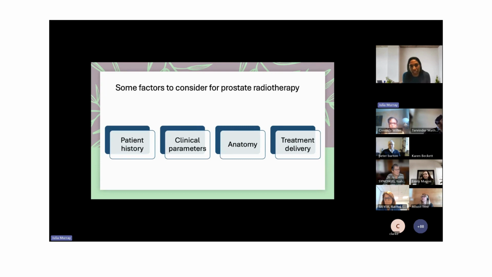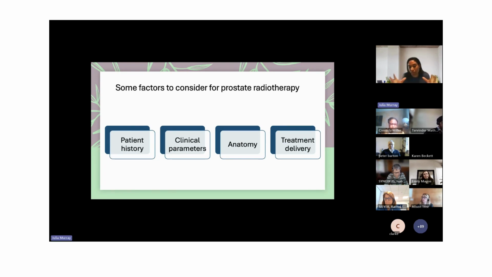And then also patient expectations from the treatment. Sometimes when we discuss side effects after they've had treatment, there is disappointment that their urinary symptoms haven't got better. So we need to make sure that when we're discussing prostate radiotherapy with them, we cover the aims and expectations.